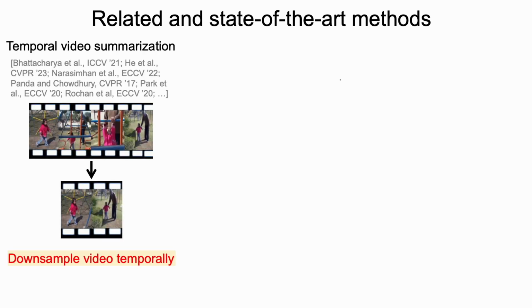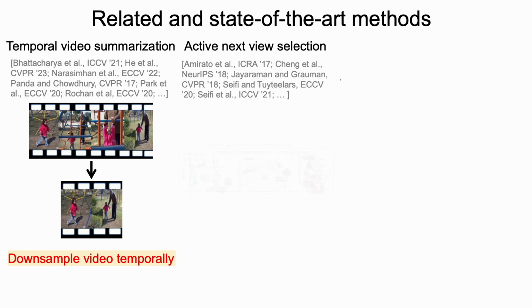Existing work can be classified into three broad categories. In the first one, we have temporal video summarization, where the goal is to stitch together the most informative clips from the video and create a concise visual summary. In contrast, in view selection, you have to choose a suitable view from multiple given views and do that for each video clip.